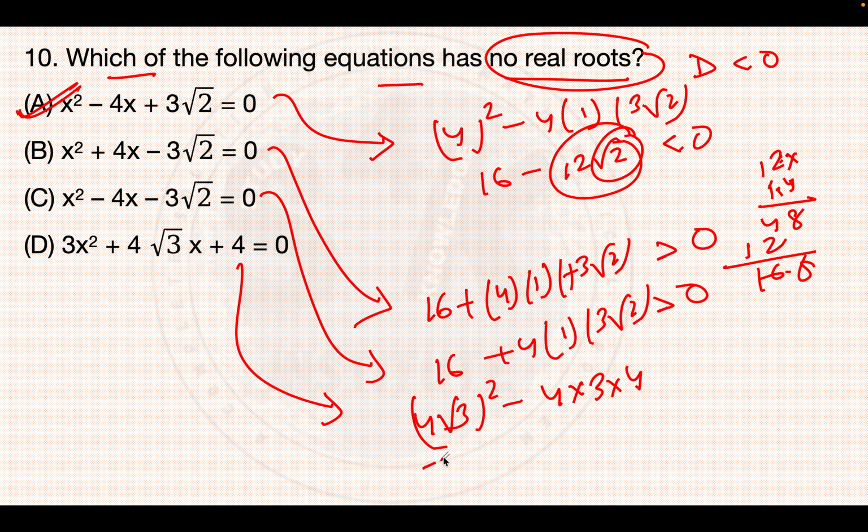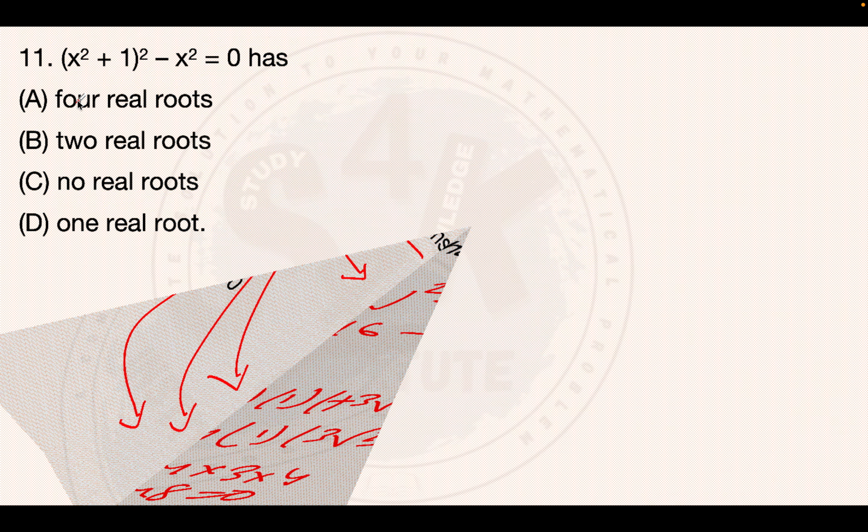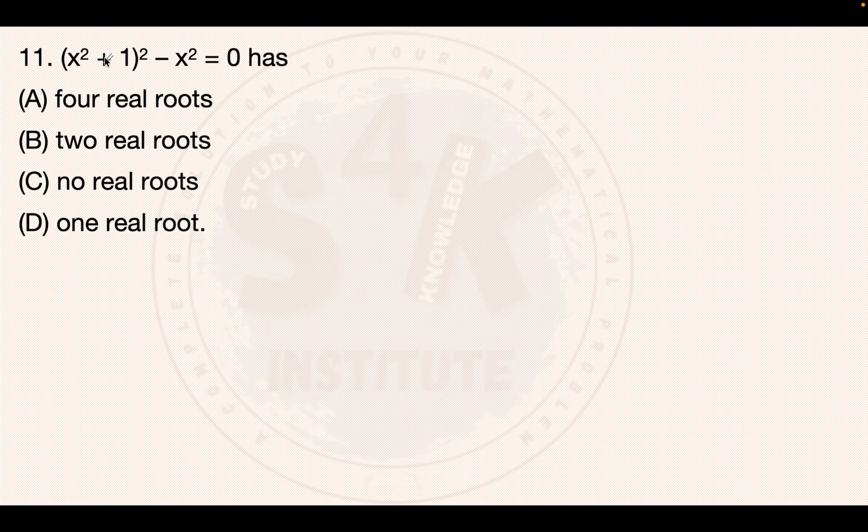4, that is nothing but 16 into 3 is 48. 48 minus 48, this is going to give you equal roots, right? So the only one which is giving you no real root is A. Okay, let's do the last problem.